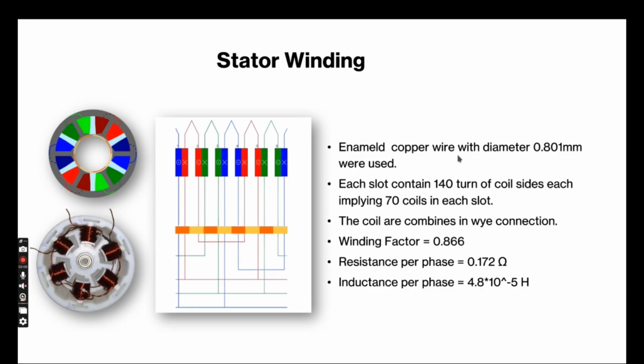For stator winding, enameled copper wire of diameter 0.8 mm was used, and these coils were connected in Y fashion. The number of coils was set to be 70 coils in each slot, 140 turns of each coil side in each slot. The winding factor was coming out to be 0.866, while the resistance per phase was coming out to be as follows and inductance was as follows. The windings were done in Y connection, and we can see the connections over here.